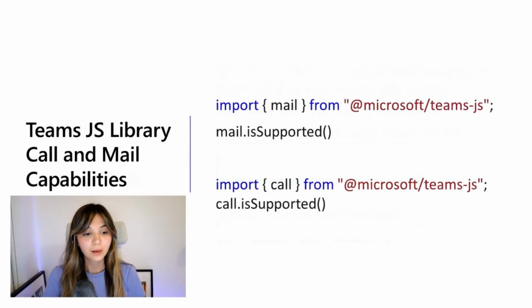And finally, after updating Teams.js, we actually added platform-specific capabilities such as call and mail capabilities. We use Teams.js library to do that. We just check if mail is supported or if call is supported. And then you're able to add these capabilities right into your app. So there are definitely easier ways to build this without making any updates.